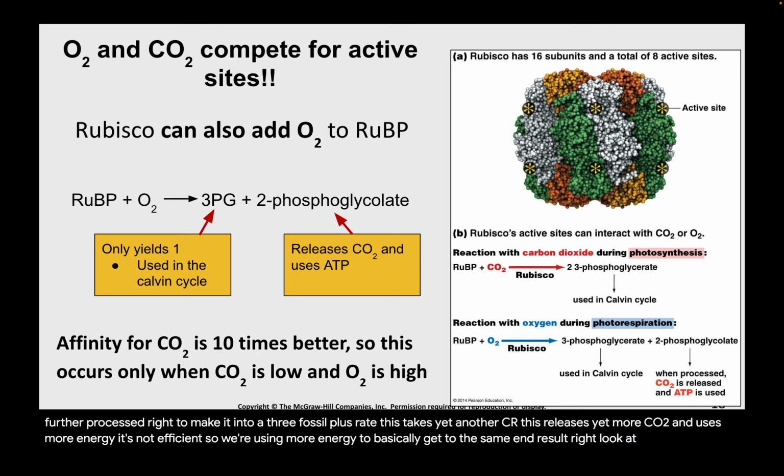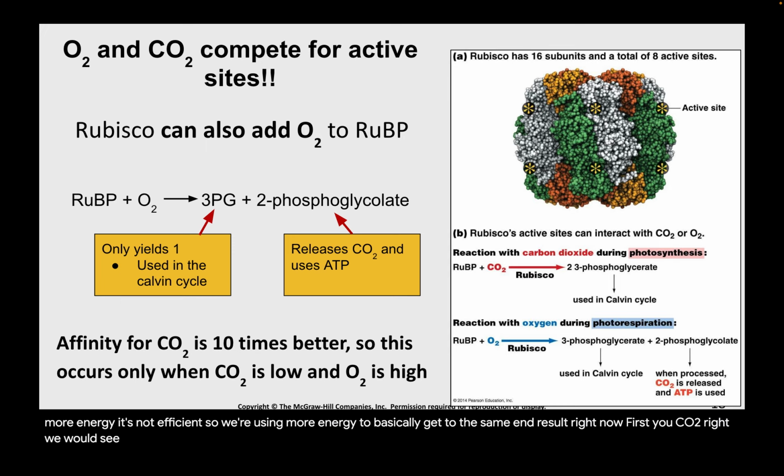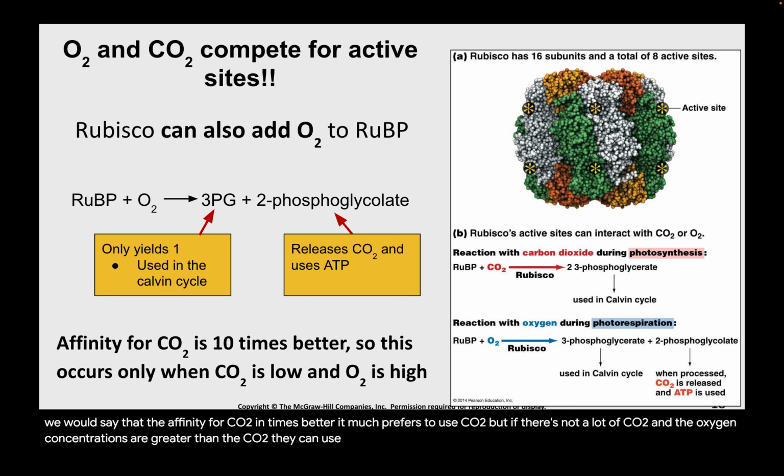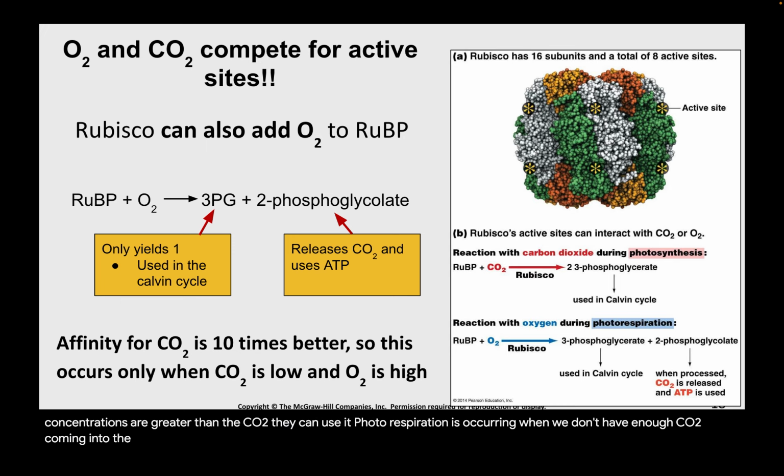If we look at Rubisco, that enzyme, it prefers to use CO2, right? We would say that the affinity for CO2 is 10 times better. It much prefers to use CO2. But if there's not a lot of CO2 and the oxygen concentrations are greater than the CO2, it can use oxygen. So basically, photorespiration is occurring when we don't have enough CO2 coming into the plant. And photorespiration is bad because it's not efficient. It uses up more energy.